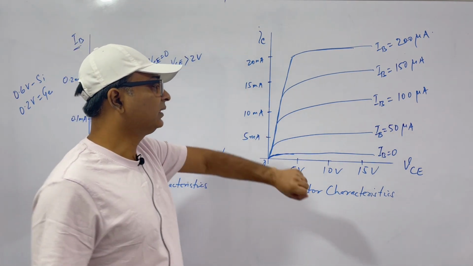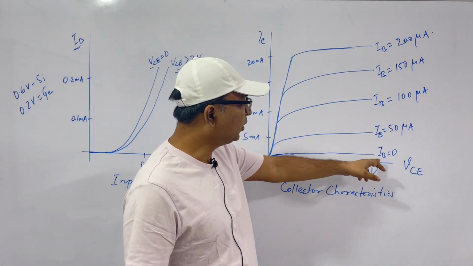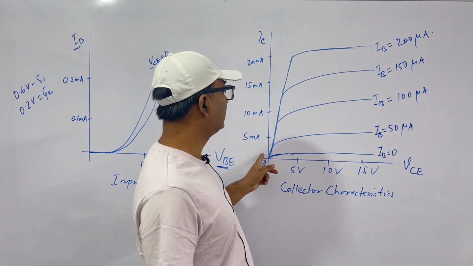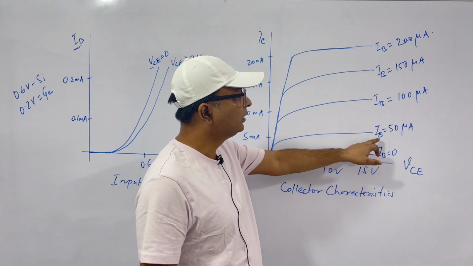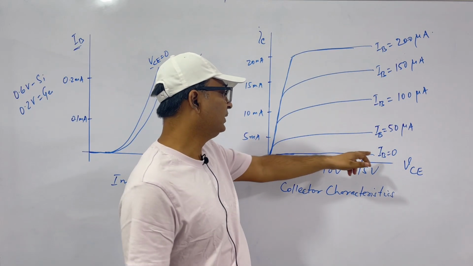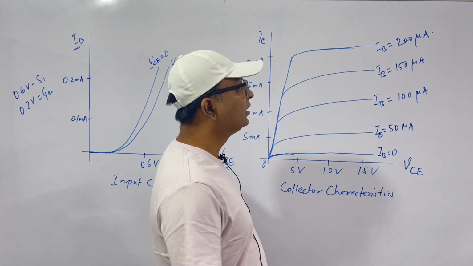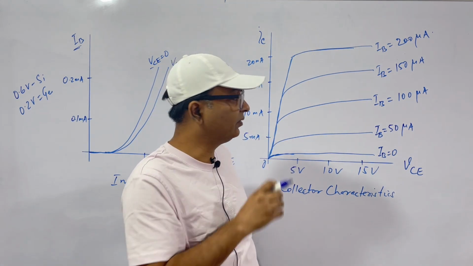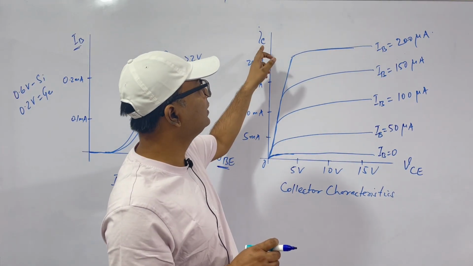So let's understand the collector characteristics. It is IC versus VC. You see, for a small base current, this is our collector current. As we increase the base current, see, this is 0, this is 50 microamperes, this is 100 microamperes, and so on. What we see, as we increase the base current, the collector current starts increasing. Clear? So when I said that the base emitter junction acts as a valve, this is the meaning. When we are increasing the base current, the collector current is increasing.